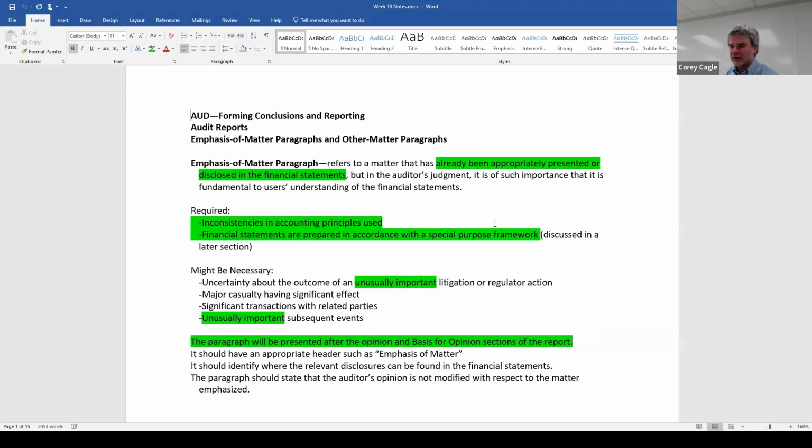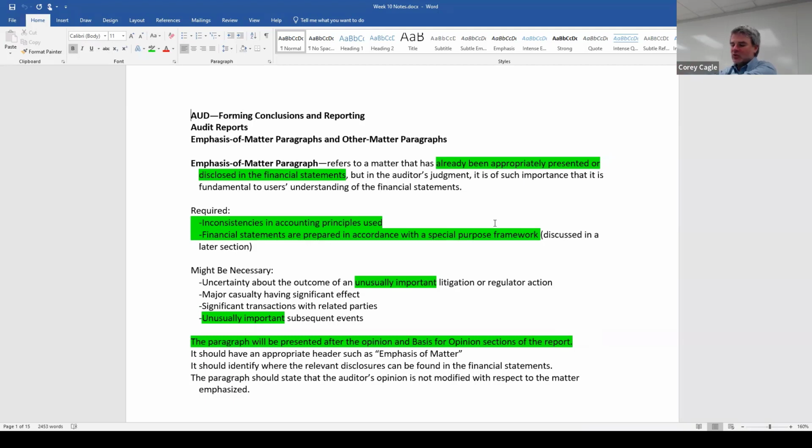If there is a major casualty that has significant effect, if there's significant transactions with the related parties, you might have to do it if you feel like it's necessary. Or really just any unusually important, again, keyword, unusually important subsequent event.